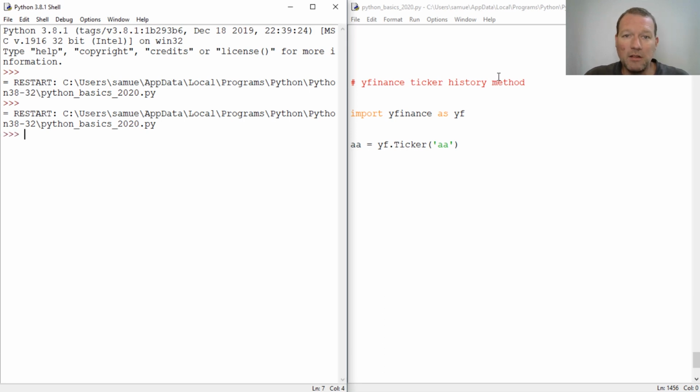So today we're going to be looking at the ticker history method and what in the world it does. And you're going to notice real soon.